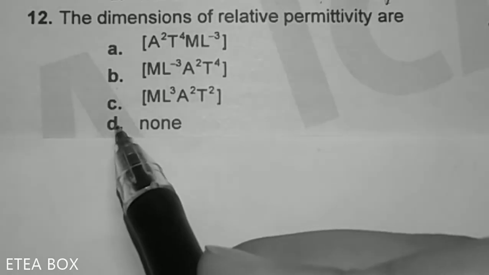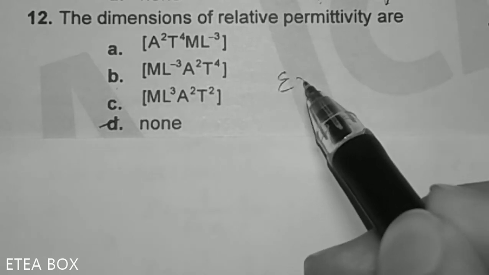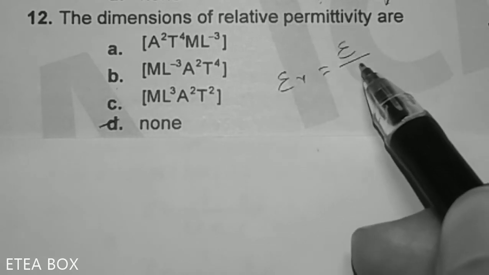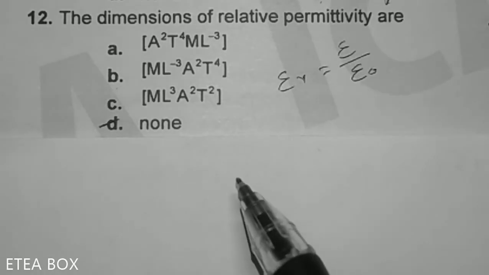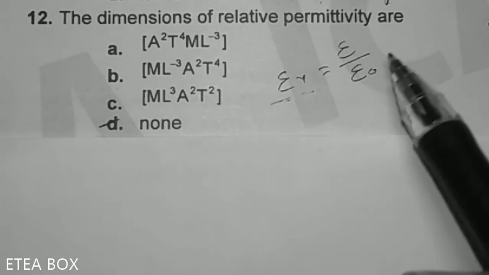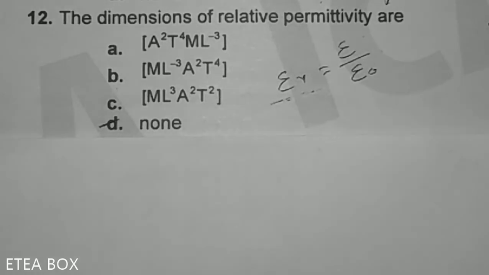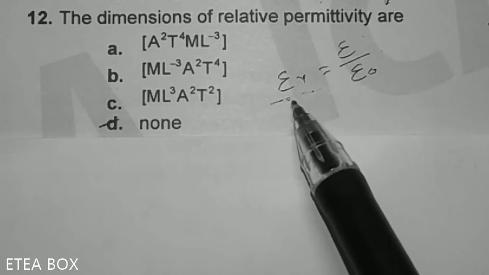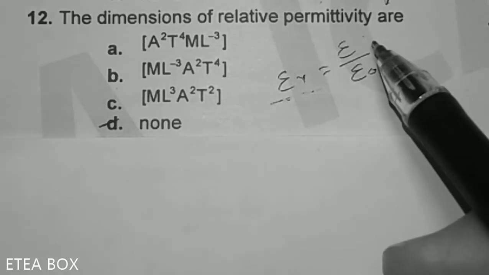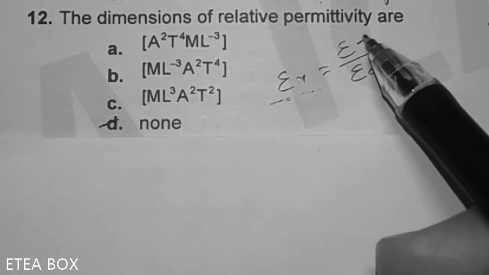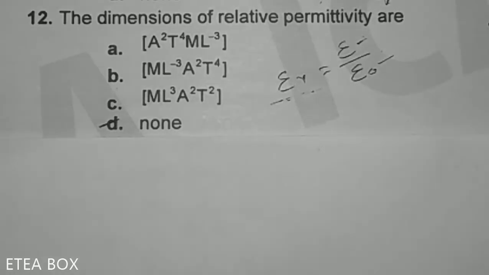The dimensions of relative permittivity are? Okay, we know that relative permittivity is epsilon divided by epsilon naught, so it is the ratio between the same things, so it will cancel the units and the dimension will be none. Look, the ratio is always dimensionless. The ratio between the same quantity is always dimensionless because they are the same, so these two will cancel the units of each other, so it will be dimensionless.